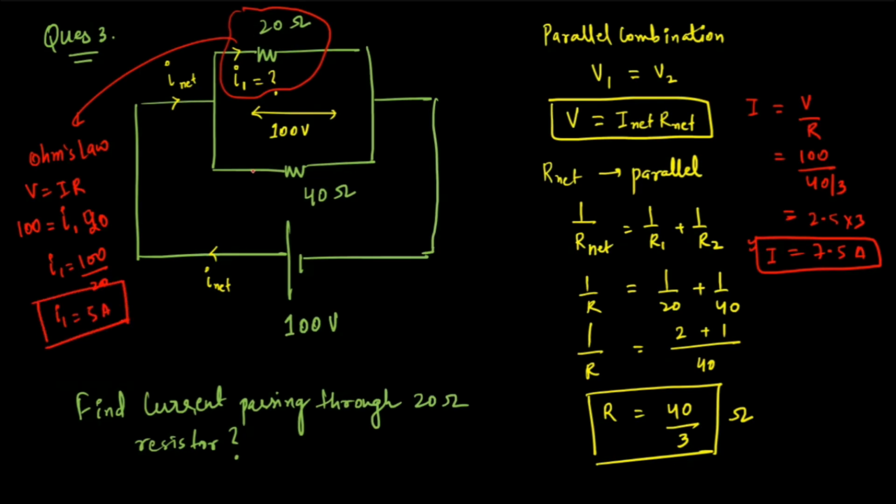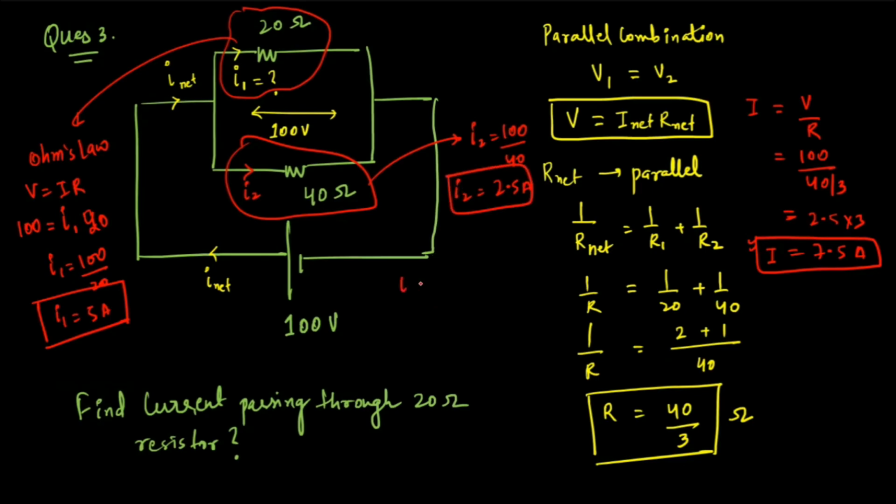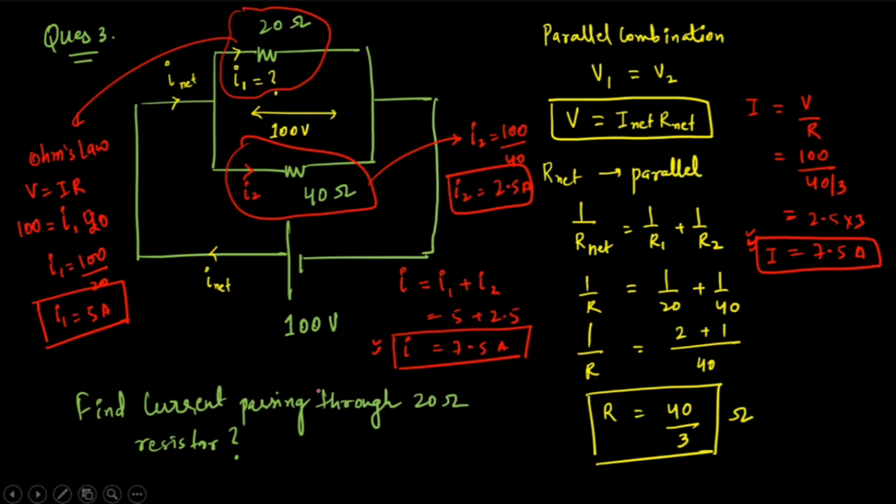Similarly, we have to find I2 passing through the other resistance, using the same relation. I2 is 100 over 40, which is 2.5 amperes. Once you add these values, I must be equal to I1 plus I2, and it should be the same as the total current, which is 7.5. If it is the same, we can say our solution is completely correct. This is how you are supposed to solve these problems.